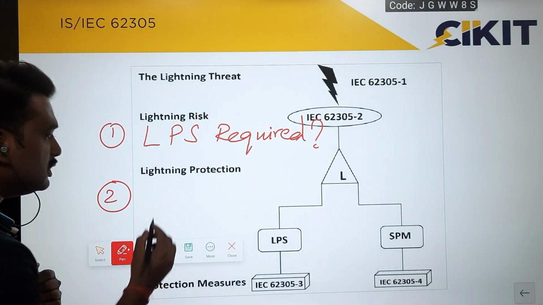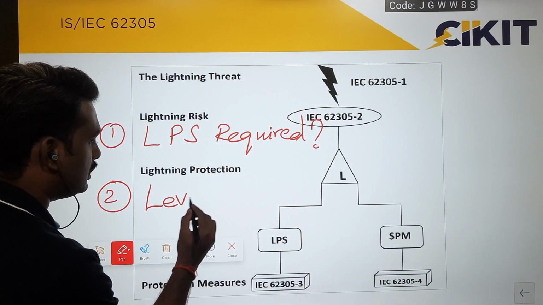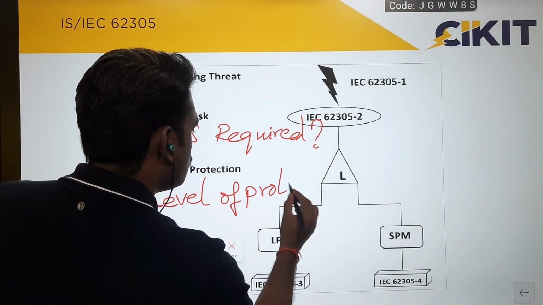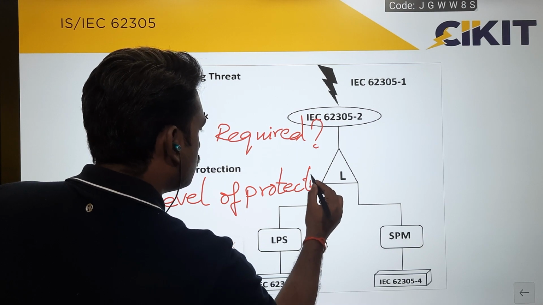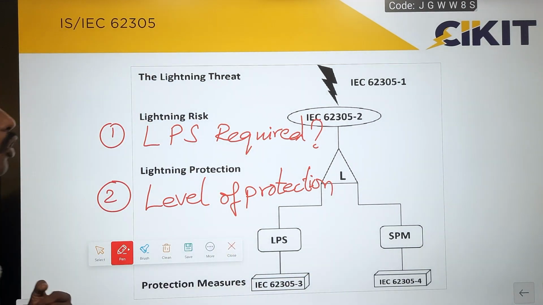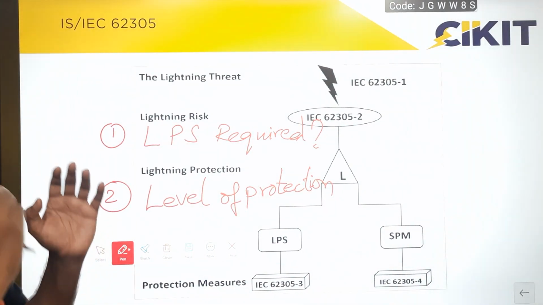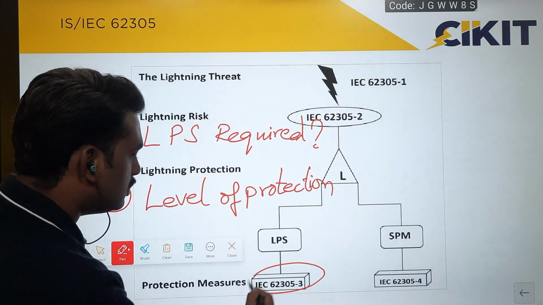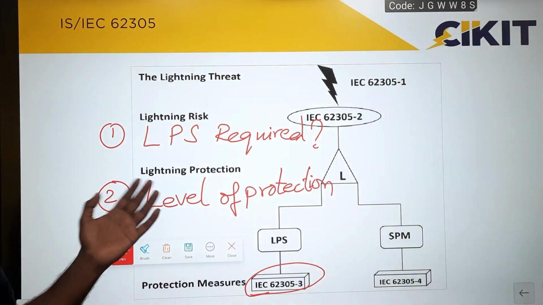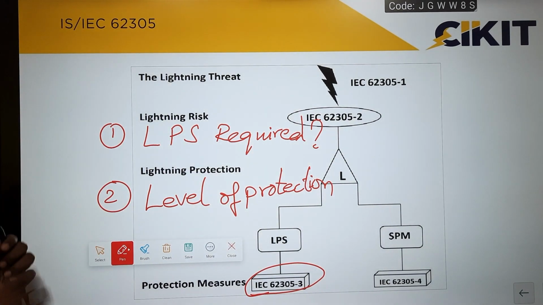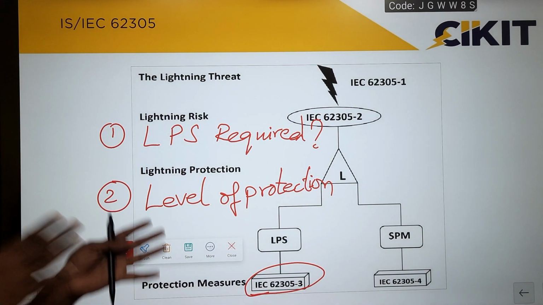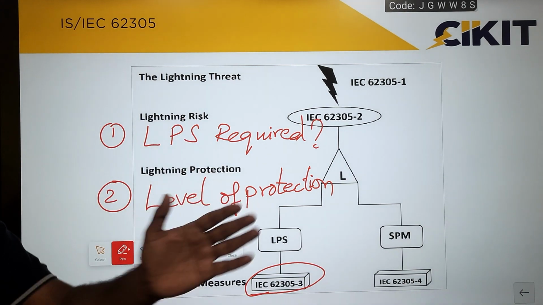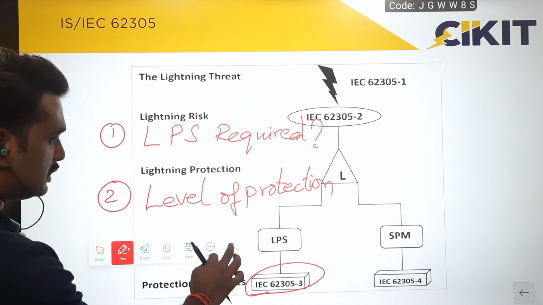The second output is the level of protection. These are the two outputs of the risk assessment calculation, and based on these outputs only, we will be performing the design. Without performing the risk assessment, we cannot go for the design method. We have to identify the suitable level of protection for this particular site, and based on that only, we carry on to the design of the lightning protection system.